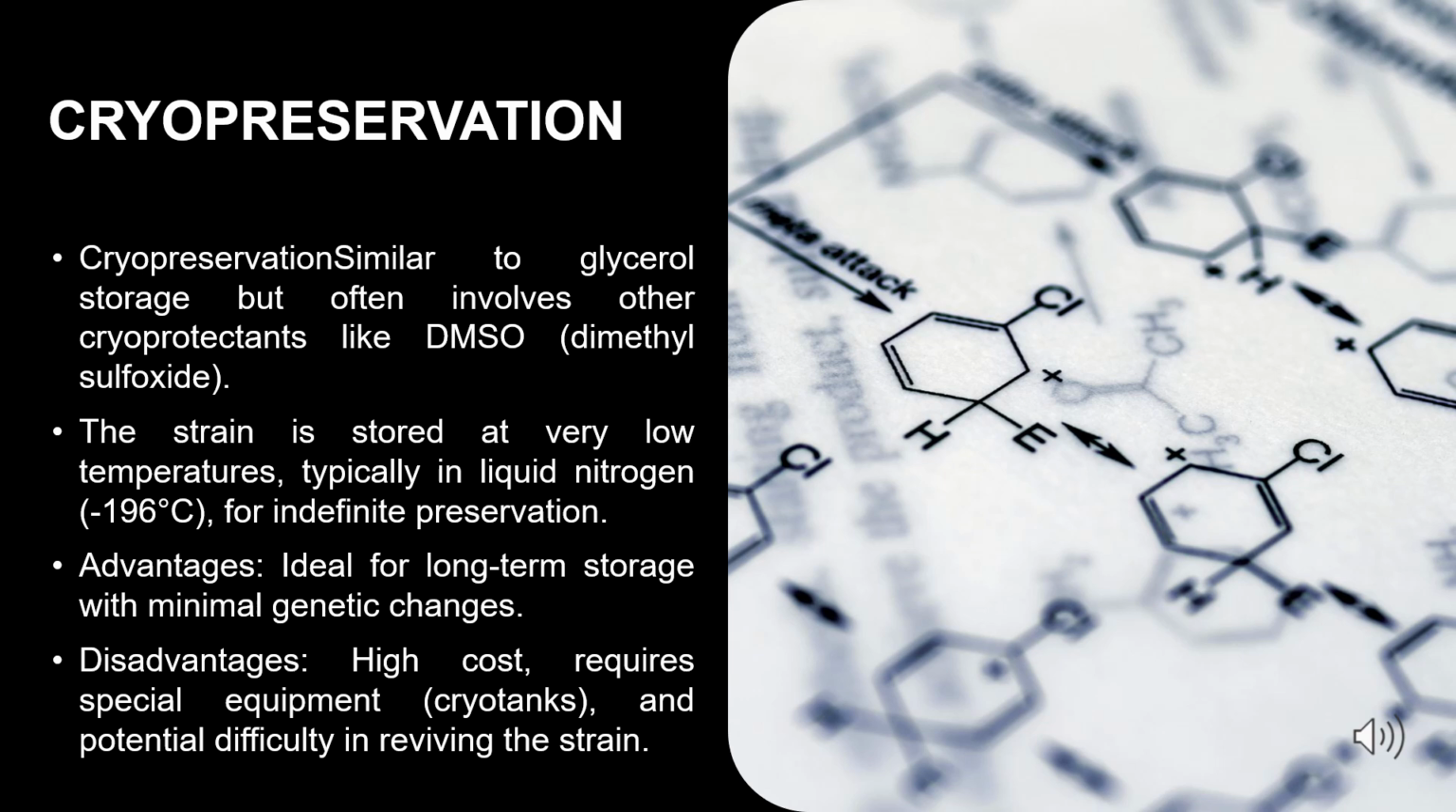Cryopreservation. It is similar to glycerol storage but often involves other cryoprotectants like DMSO. The strains are stored at low temperature, typically in liquid nitrogen, for indefinite preservation. Advantages of cryopreservation: ideal for long-term storage with minimum genetic changes. Disadvantages: it is high cost, requires special equipment, and there is potential difficulty in reviving the strains.